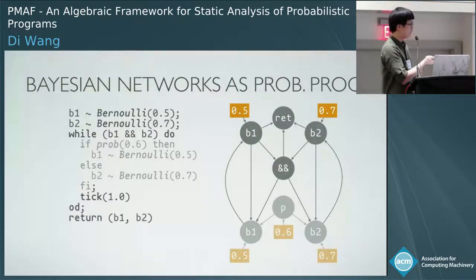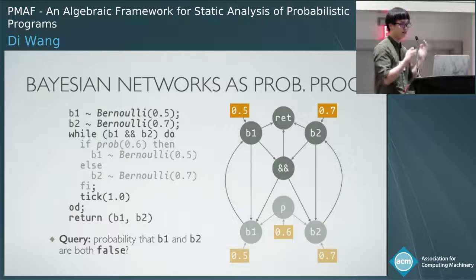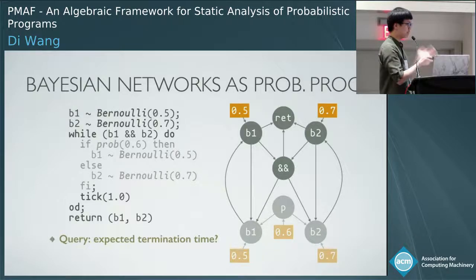For such a program, we also want to do some queries, like: what is the probability that B1 and B2 are both false when the program terminates? Or, even for the same program, we can ask a slightly different question: what's the expected termination time? The metric here uses the tick function. We want to count the expected ticks when the program terminates.